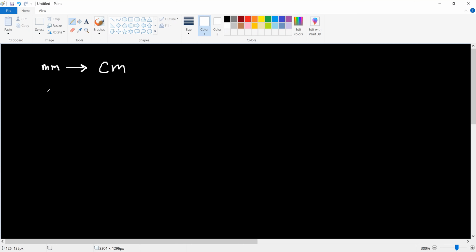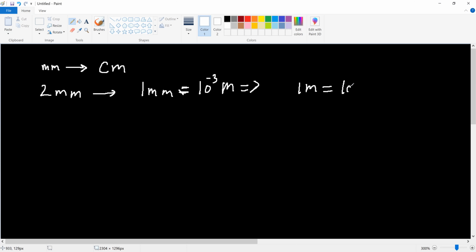First of all, what we can say is if we have something like 2 millimeters, we know that for every 1 millimeter, there is 10 to the negative third meters. And from there, we know that for every 1 meter, there is 10 to the second centimeters. So what does this mean?